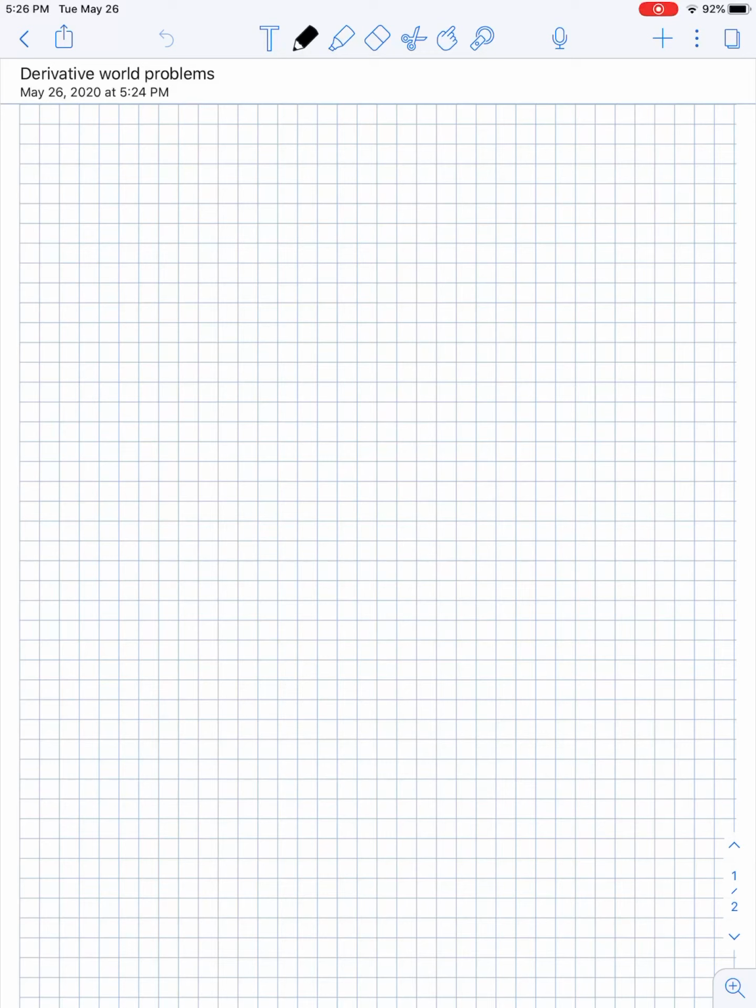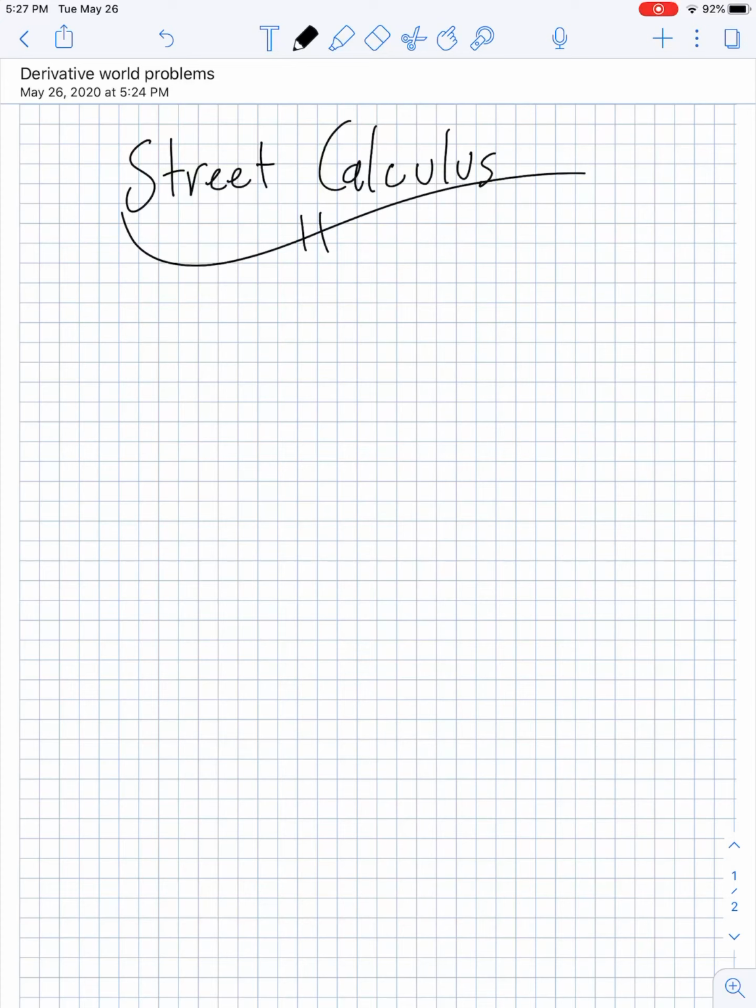You guys, the one thing we haven't quite touched on is real-world problems that involve derivatives. So we're just going to call this street calculus. It's real life calculus going down in these streets. Okay, I'm only going to do one problem for you, short and sweet. So this example: a ball is thrown upward from the ground, so its distance is s meters after t seconds in motion.